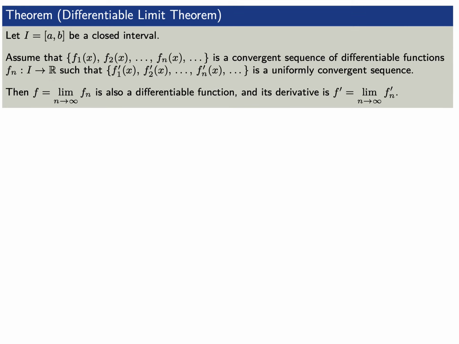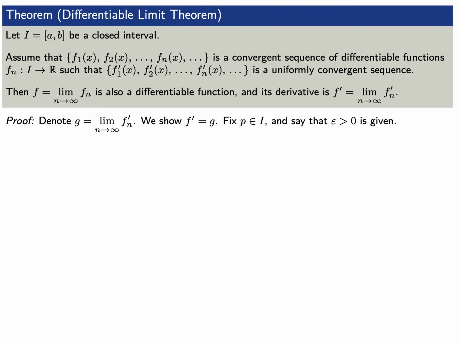Finally, let's discuss the differentiable limit theorem. Let I be a closed interval. Let's assume that the f sub n's form a convergent sequence of differentiable functions, and the derivatives f n prime form a uniformly convergent sequence. Then the limit f is also a differentiable function, and its derivative is the limit of the f n primes. Let's discuss the proof.